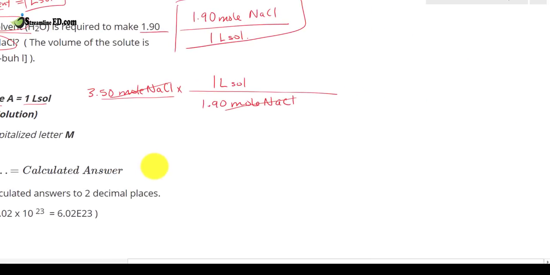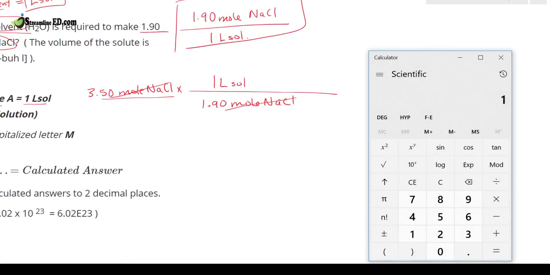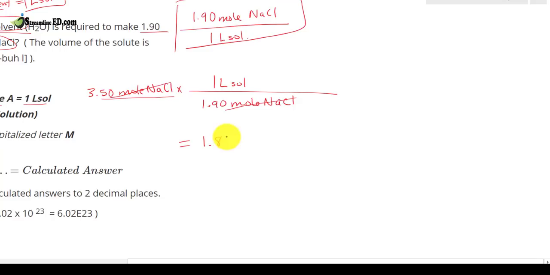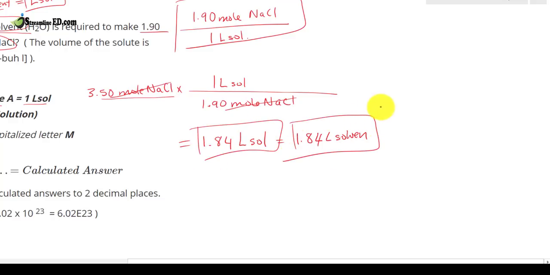The next step is we just plug this in our calculator. Again, multiply everything on top, divide everything on the bottom. So we have 3.50 times 1 divided by everything on the bottom, which is 1.90. And that turned out to be 1.84. So 1.84 liters of solution, which is equal to 1.84 liters of solvent as well. So either answer will be fine. And that is how we use the conversion factor in a different way.